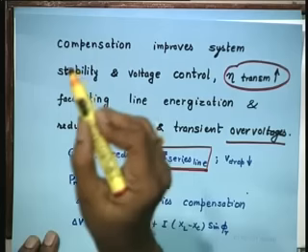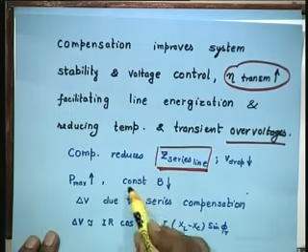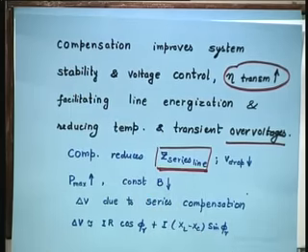The voltage drop reduced, P max up and constant B down. What is constant B? ABCD, those generalized circuit constants, ABCD constants. B gets reduced. Why B gets reduced? B is practically Z most of the time. Even if it is a long line, it is Z times sin gamma L upon gamma L.